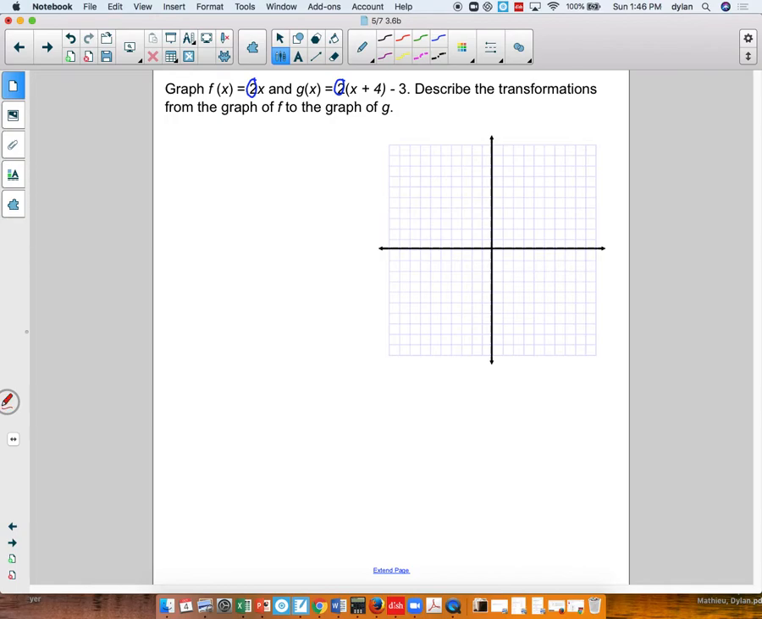However, the plus 4 represents a horizontal shift left 4 units. And then the minus 3 represents a vertical shift down 3 units. So let's graph both of these and see if we can see the horizontal and vertical shifts here.